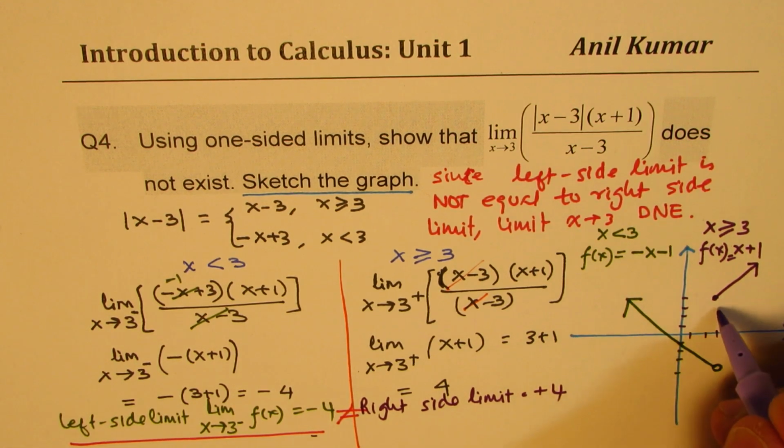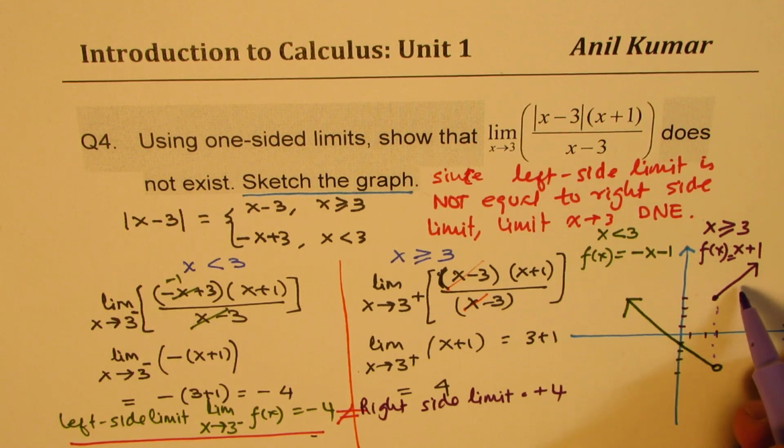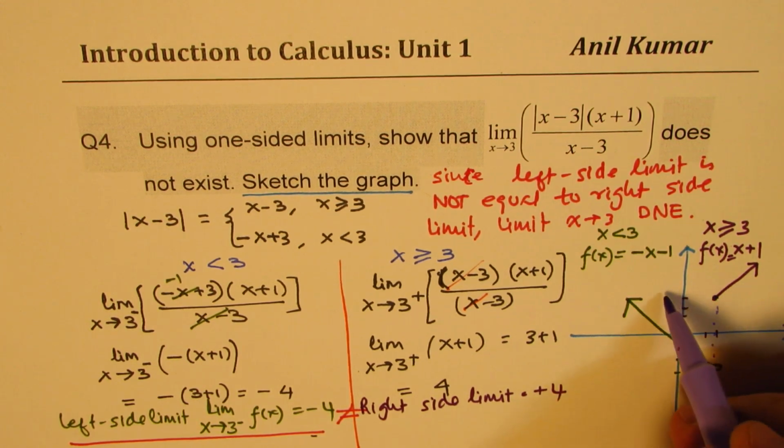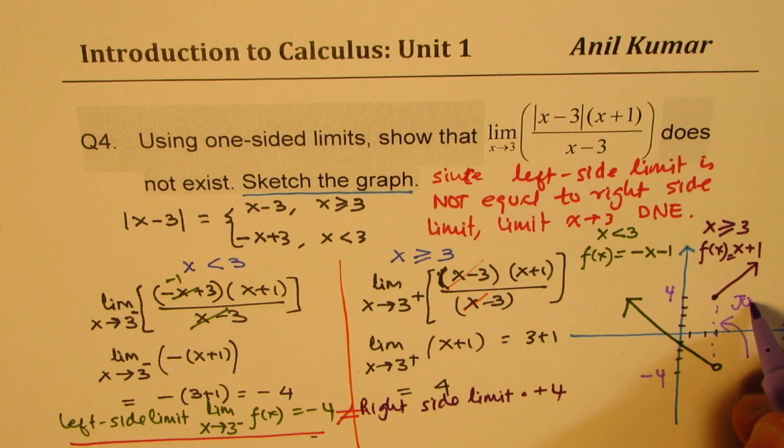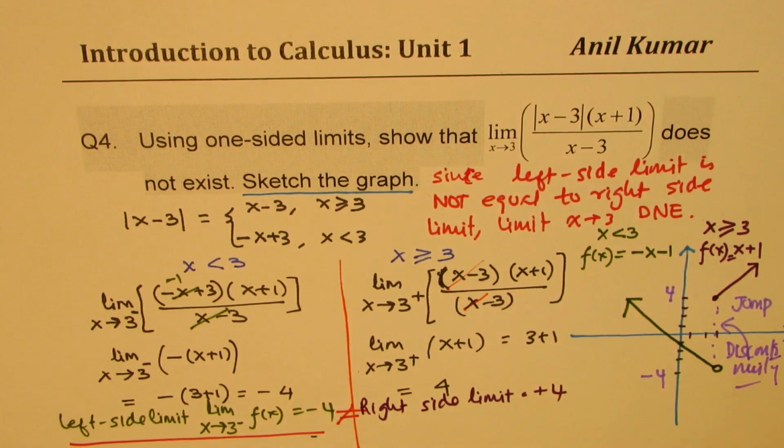You can see this is the jump discontinuity. Do you see this part, right? So the limit really doesn't exist. If you are approaching from the right side, you are approaching a value which is plus 4, and from the left side it is minus 4. And there is this jump discontinuity, right? Do you see that part? So that is how you could explain and understand one-sided limits. I hope it makes sense.